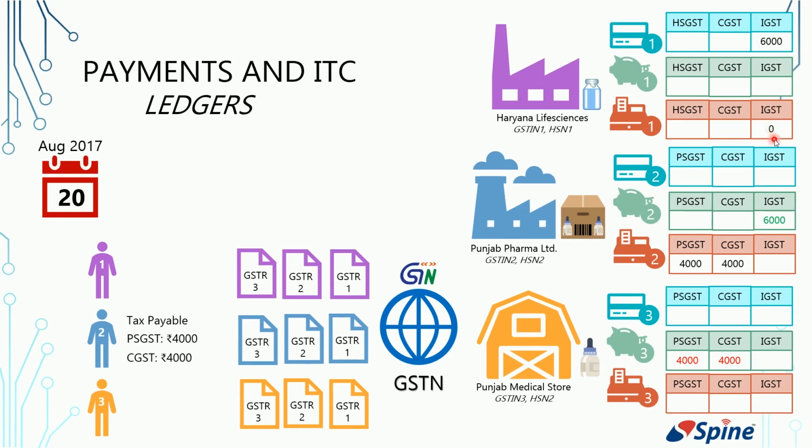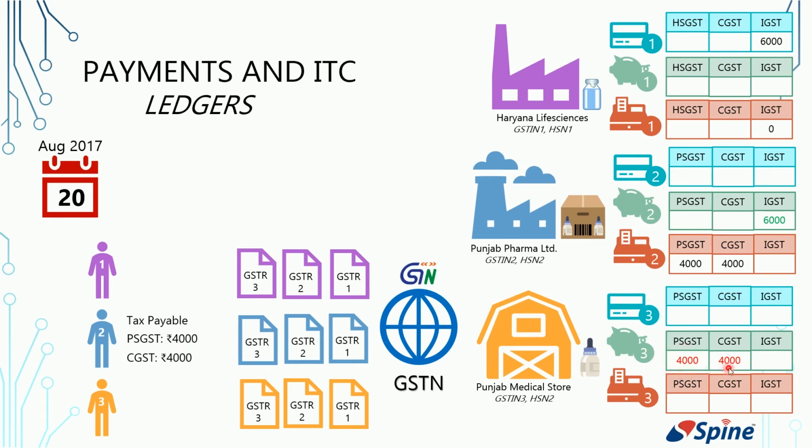At the same time, the ITC, which was given on provisional basis to Punjab Pharma, now becomes eligible. This is shown in green. Punjab Pharma can now use this ITC for payment of its liabilities. Let's see the case of Punjab Pharma. It is expected to pay PSGST and CGST of 4,000 each. As it pays off its liability, Punjab Medical Store will get its eligible ITC.